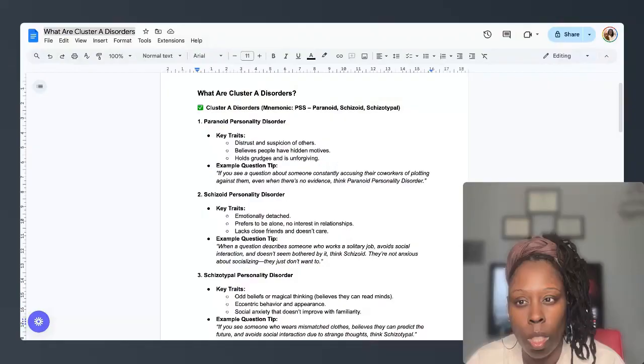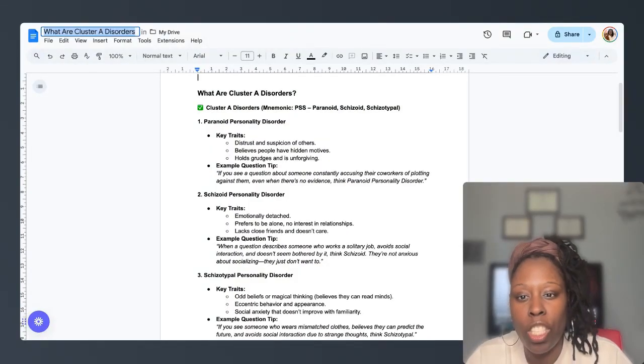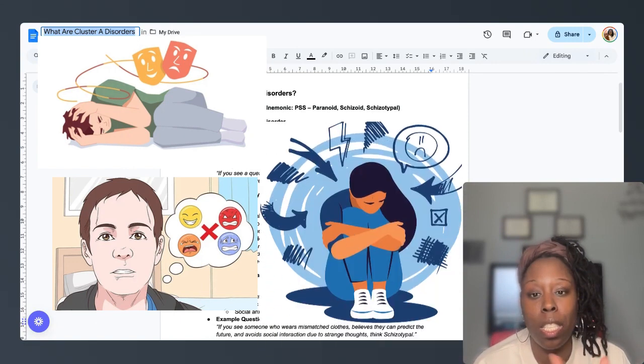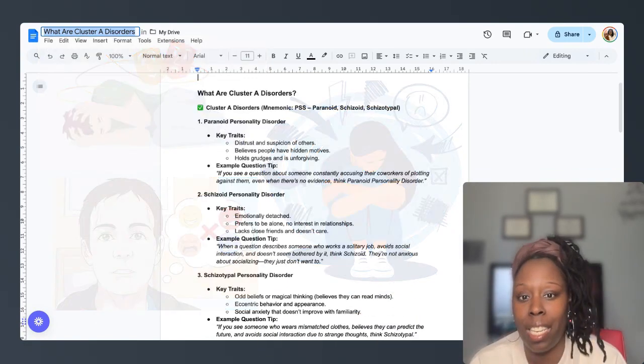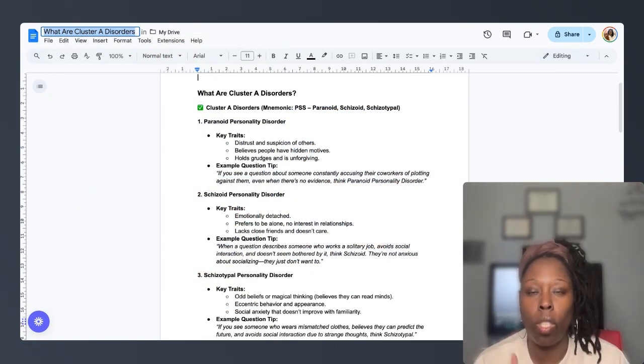So here we go. What are cluster A disorders? Cluster A disorders are paranoid, schizoid, and schizotypal. So remember that: PSS, paranoid, schizoid, schizotypal, if you have to memorize which disorders go in this cluster.